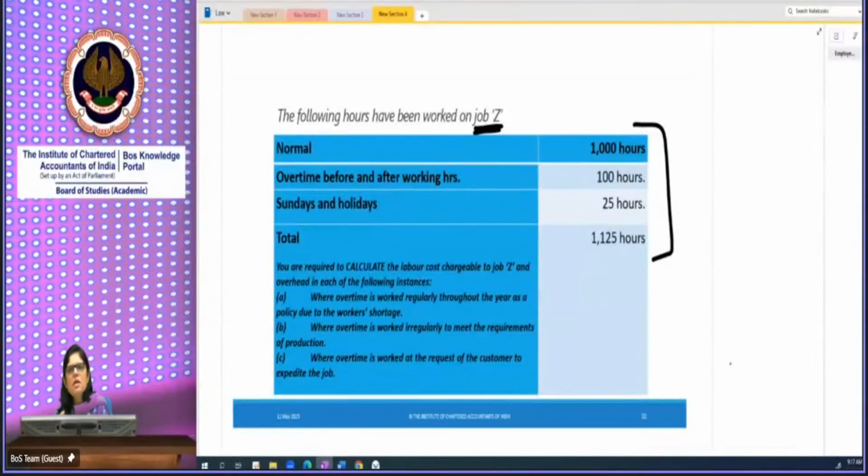We always do this. So whenever we are talking about cost, that means first we have to calculate the cost per hour and then only we allocate to the job. All right. It's always this process we follow. So now we have for this normal time also. So for this job, normal hours worked are 1,000. Overtime before and after is this.